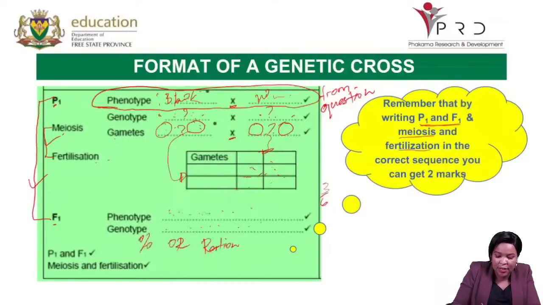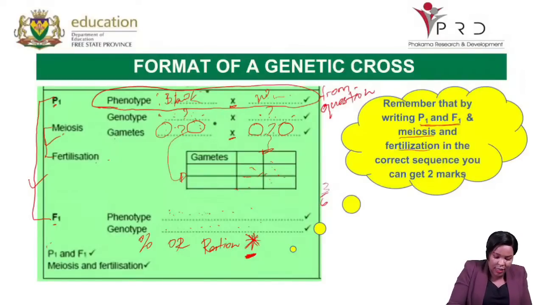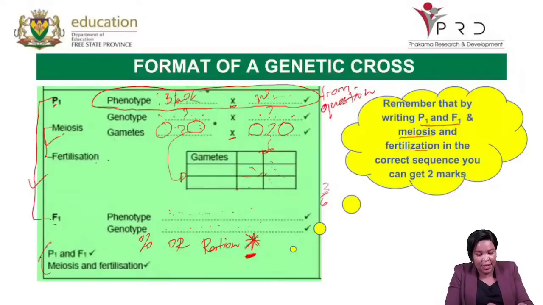And if that is the case, you will see that this will carry a compulsory mark. So if there is a compulsory mark to be collected, the marker will start by looking for this mark. So make sure that you get it. And then, okay, this is just to show you that you gave marks there for P1 and F1 and also for meiosis and fertilization. So this is how you are going to answer your genetic cross.